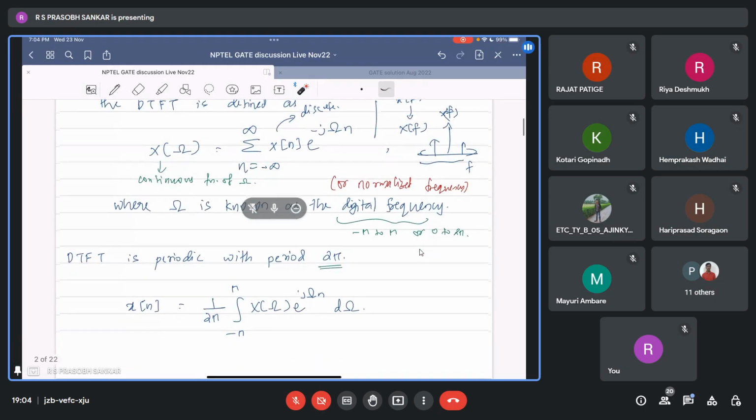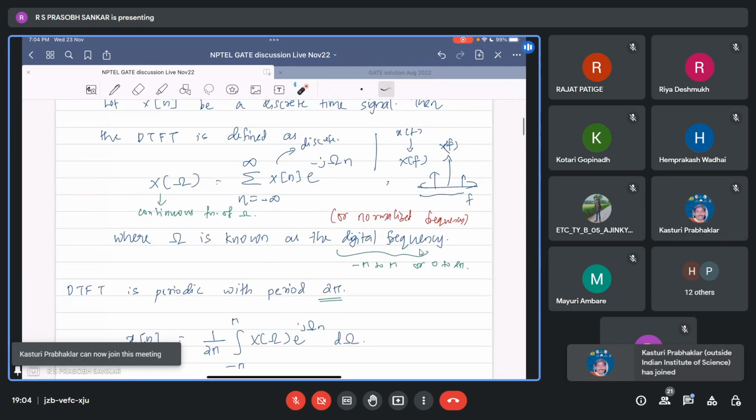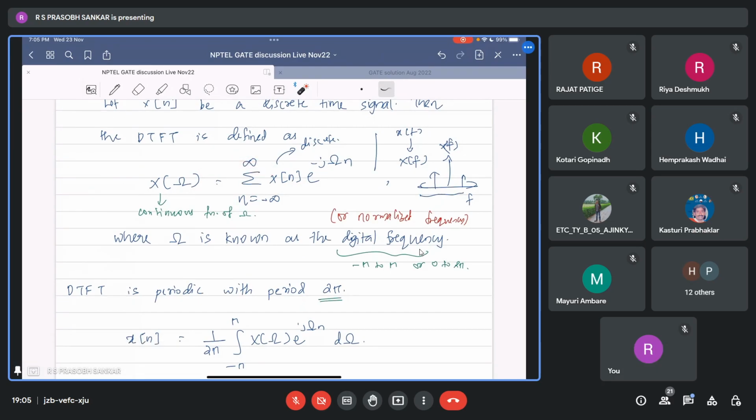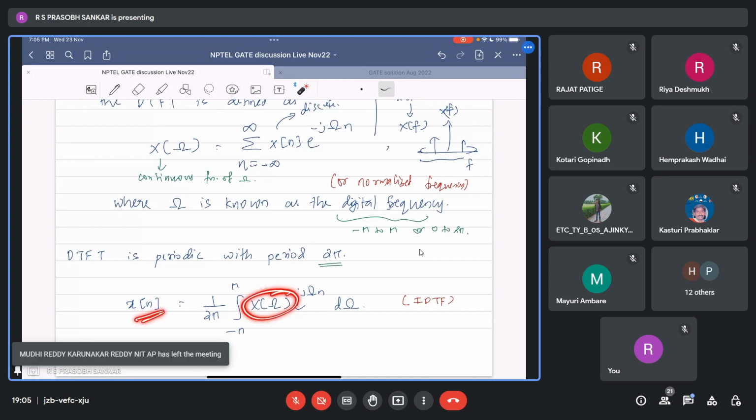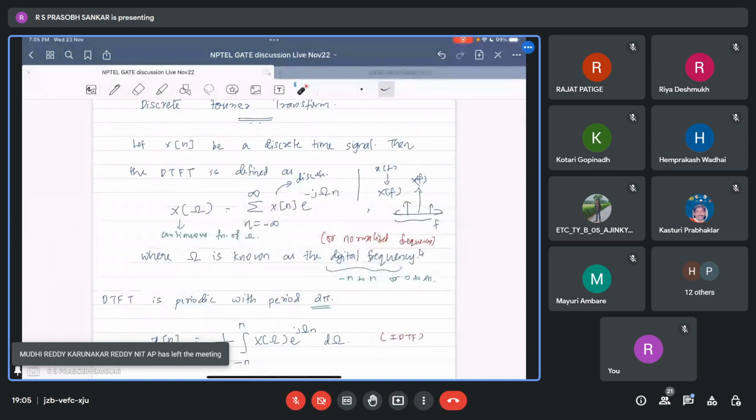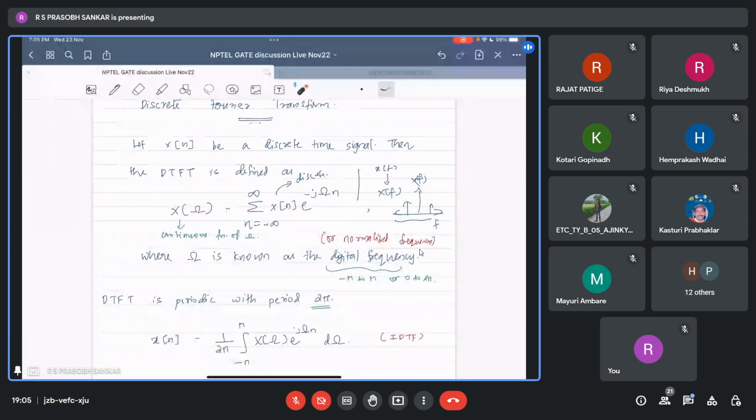Basic idea. Here we have seen how to go to the DTFT from the signal. Now we can also come back: given the DTFT, what the signal is. That is known as the inverse DTFT or IDTFT. So here x of n is given by 1 upon 2 pi, integration from minus pi to pi, of X of omega e raised to j omega n d omega. This is how we come back from the Fourier domain to the time domain. This is the basic definition of how we define the discrete time Fourier transform.